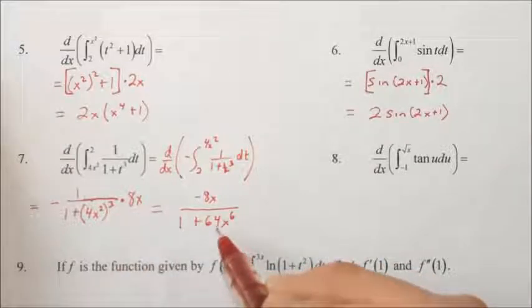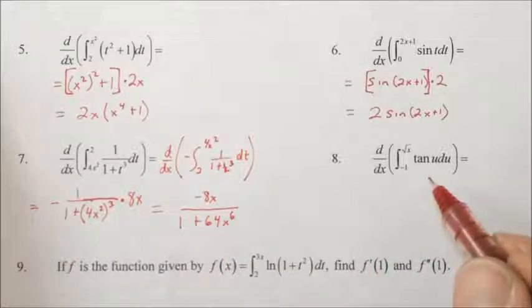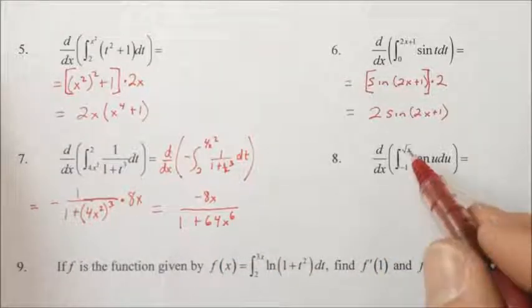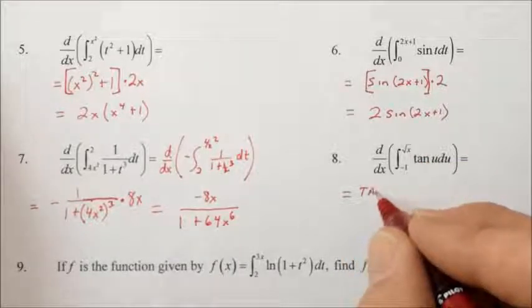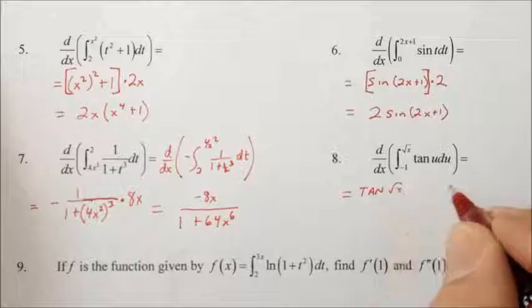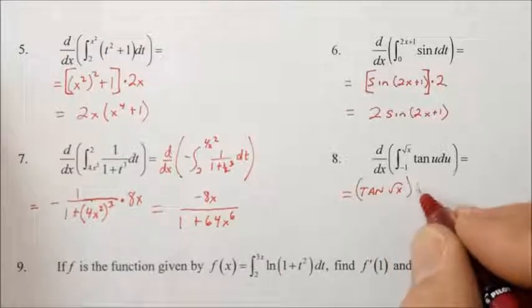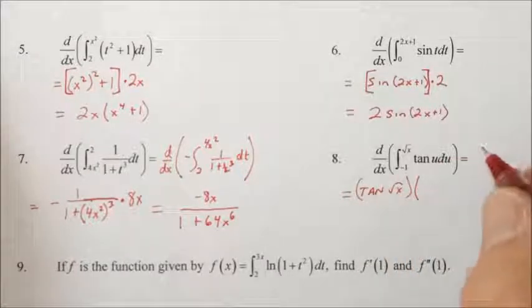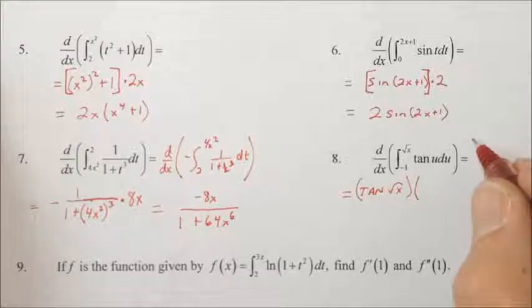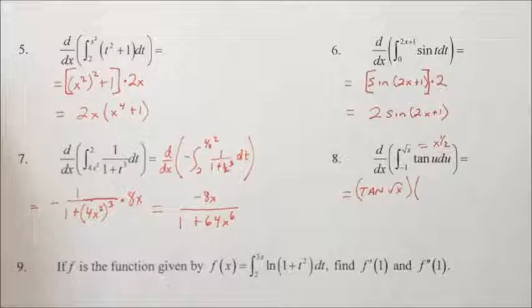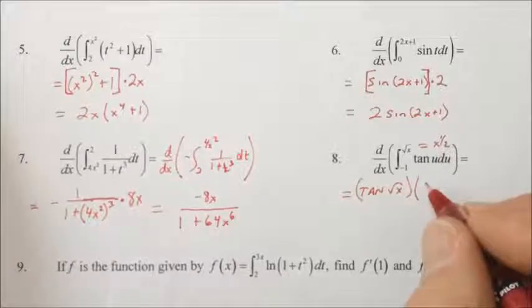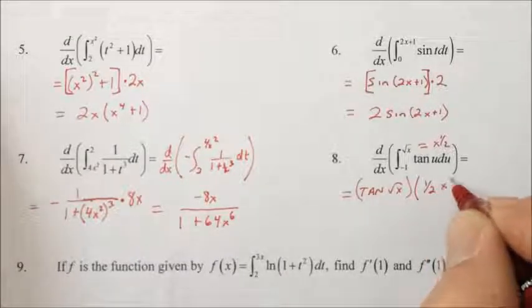This is the type of answer you would see as one of your options in a multiple choice question on the AP exam. Finally, number 8, we have the square root of x as our upper bound. So we can toss that in. We have the tangent of the square root of x. We need to multiply this by the derivative of the square root of x. So square root of x is the same thing as x to the 1/2. When we derive x to the 1/2, we have 1/2 x to the negative 1/2.